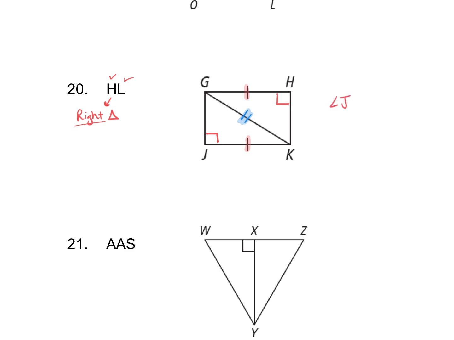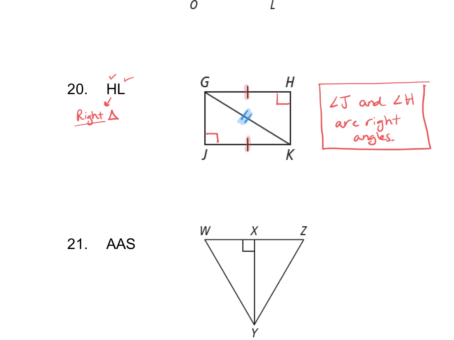So angle J and angle H are right angles. If we have that, then we can use HL.